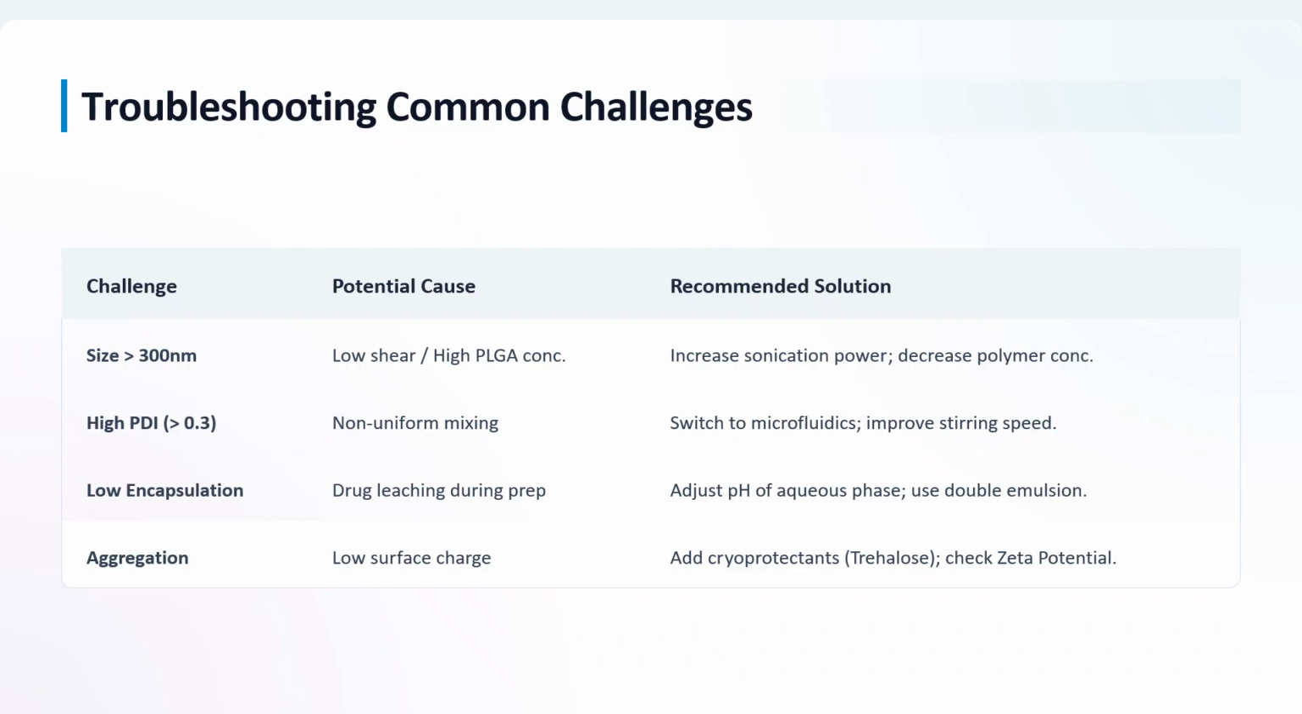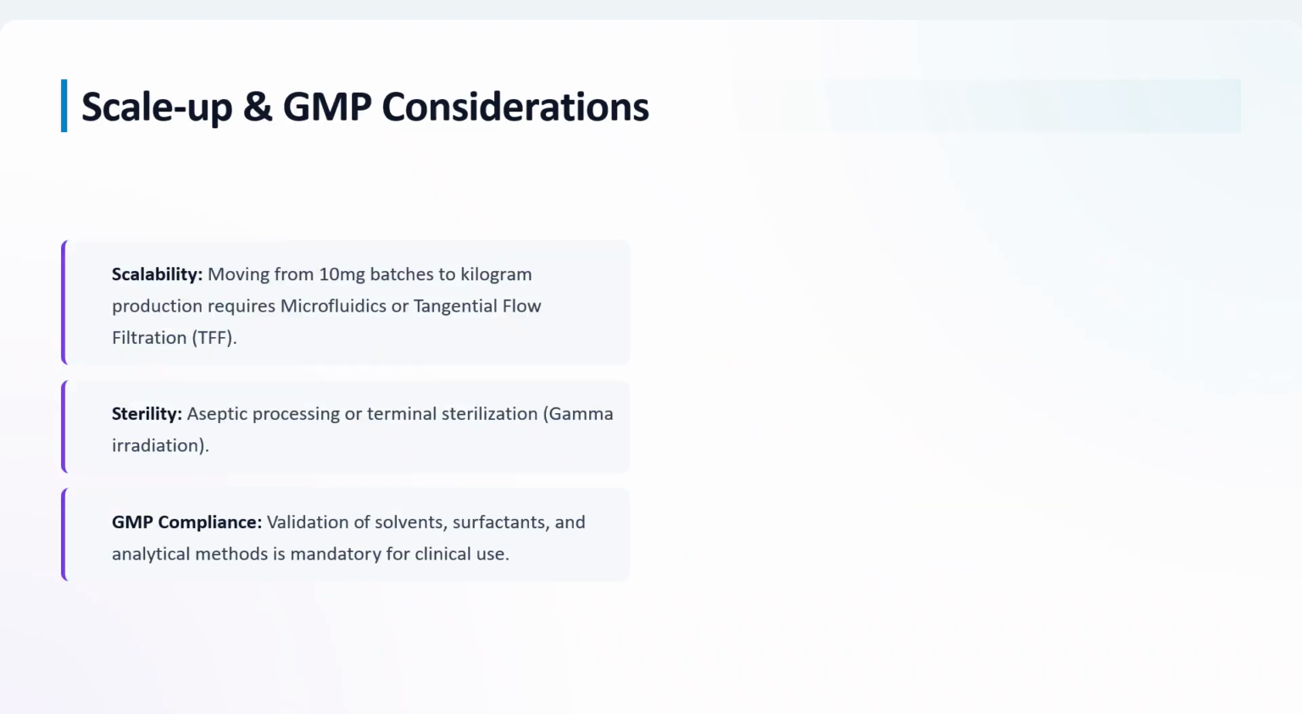High polydispersity, which indicates uneven particle sizes, is usually caused by poor mixing conditions. In such cases, improving stirring efficiency or switching to microfluidic synthesis can significantly improve uniformity. Drug leakage and nanoparticle aggregation are also common issues that can be addressed by optimizing formulation conditions and stabilizing agents.